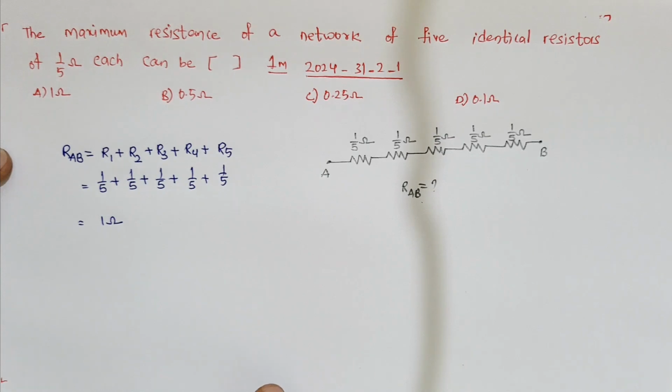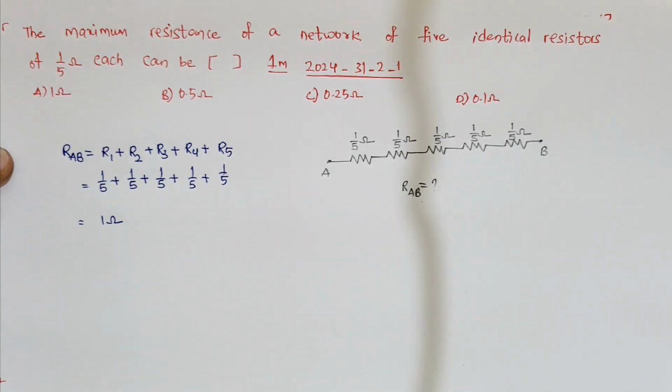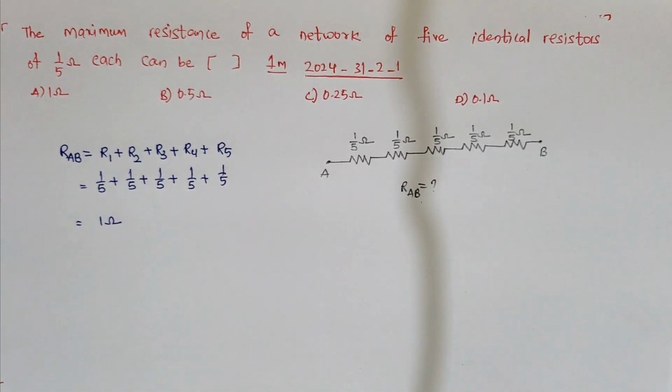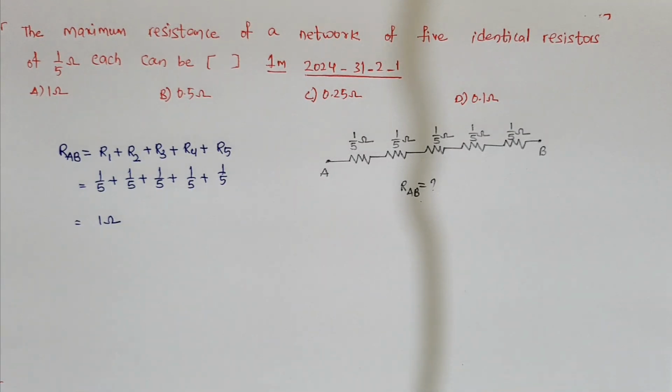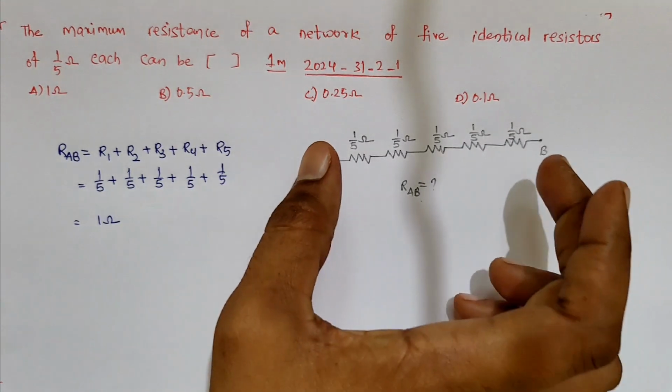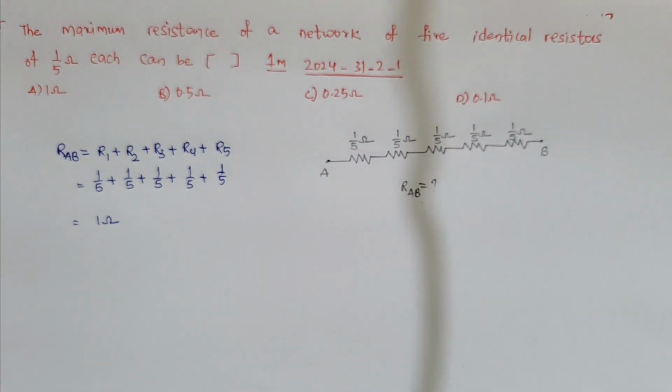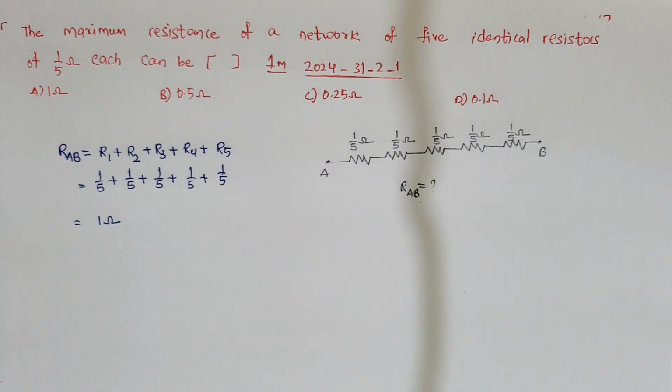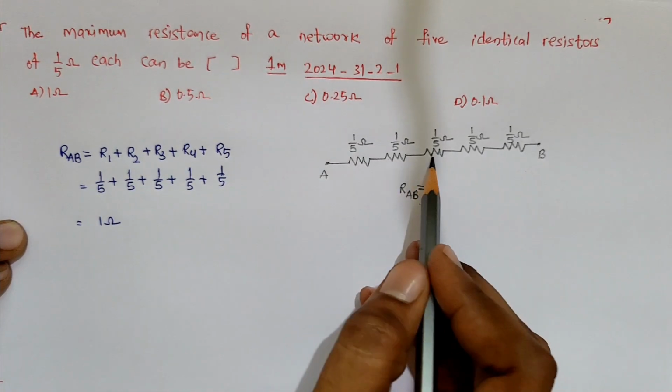Sir, how will you say that if we connect in series only, we'll get maximum resistance? If we connect in parallel, it may also give maximum resistance. No. When we connect resistances in parallel, the equivalent resistance will be reducing in nature. So if we connect all these 1/5 ohm resistances in parallel, then the equivalent resistance will become 1/5 into 1/5. It becomes 1/25 ohms. So the equivalent resistance will be maximum when we connect the resistances in series only. That's why we connected all these resistances in series to each other.